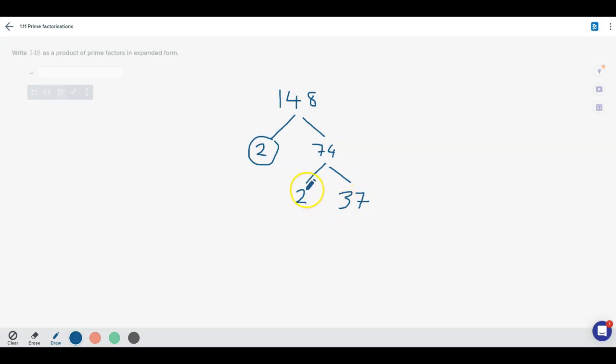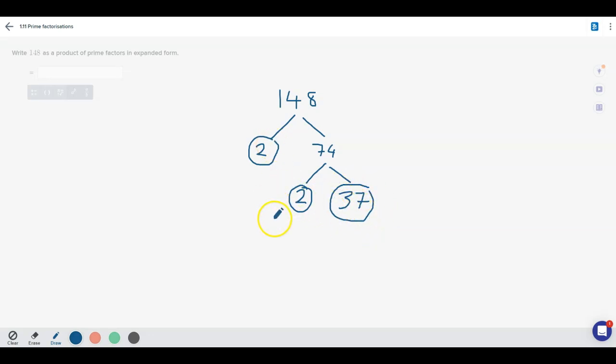And again, we know that 2 is a prime number. Now the question is, what are two numbers that multiply together to give 37? So 37 is also a prime number, so I'm going to circle that one. Now you might have to do some checking of that to see which numbers actually were factors, but it turns out 37 is a prime number.